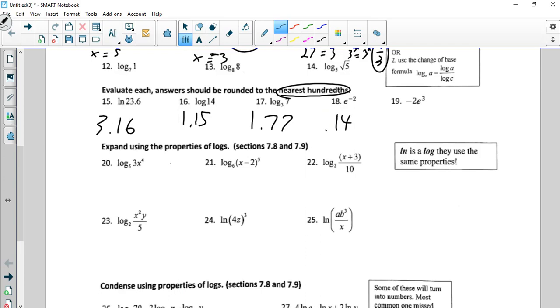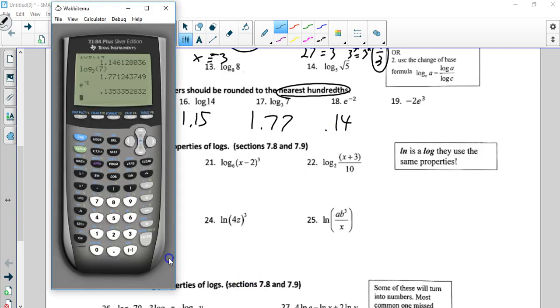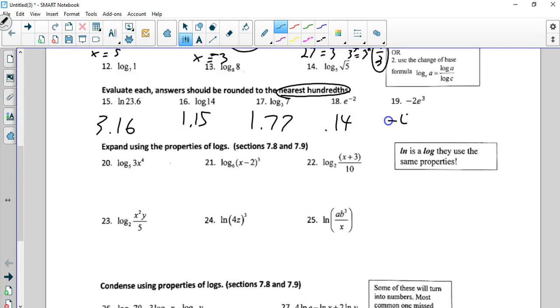And then -2e to the 3. Very similar, except this time put the -2 in first, then go to your second e, and put in a 3, enter, and there you go. -40.171, so this time it rounds down, so -40.17.